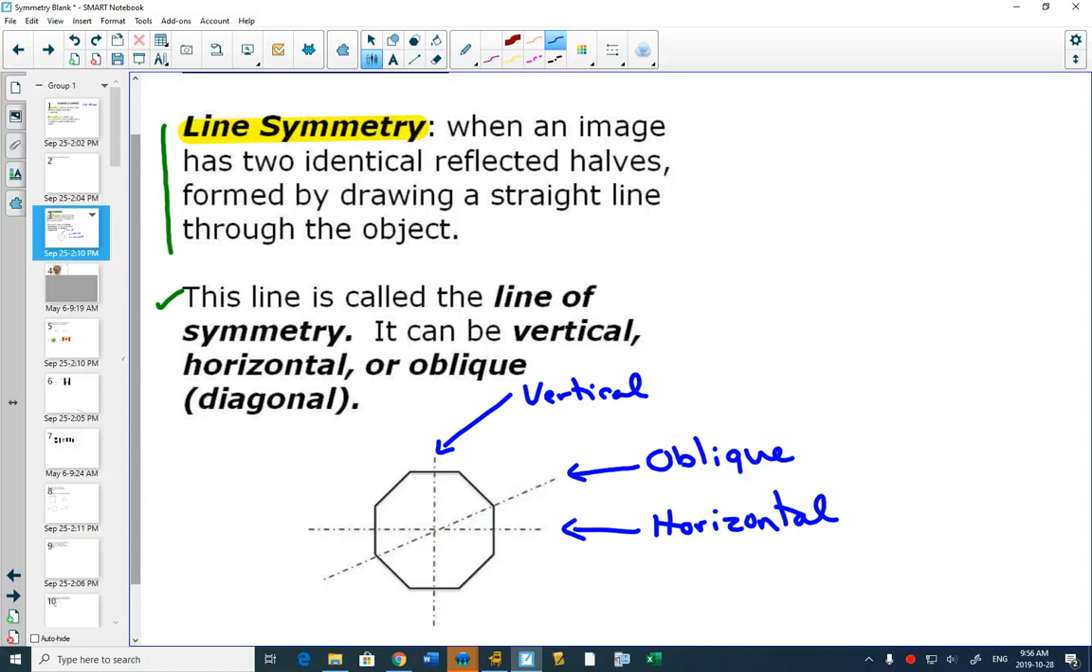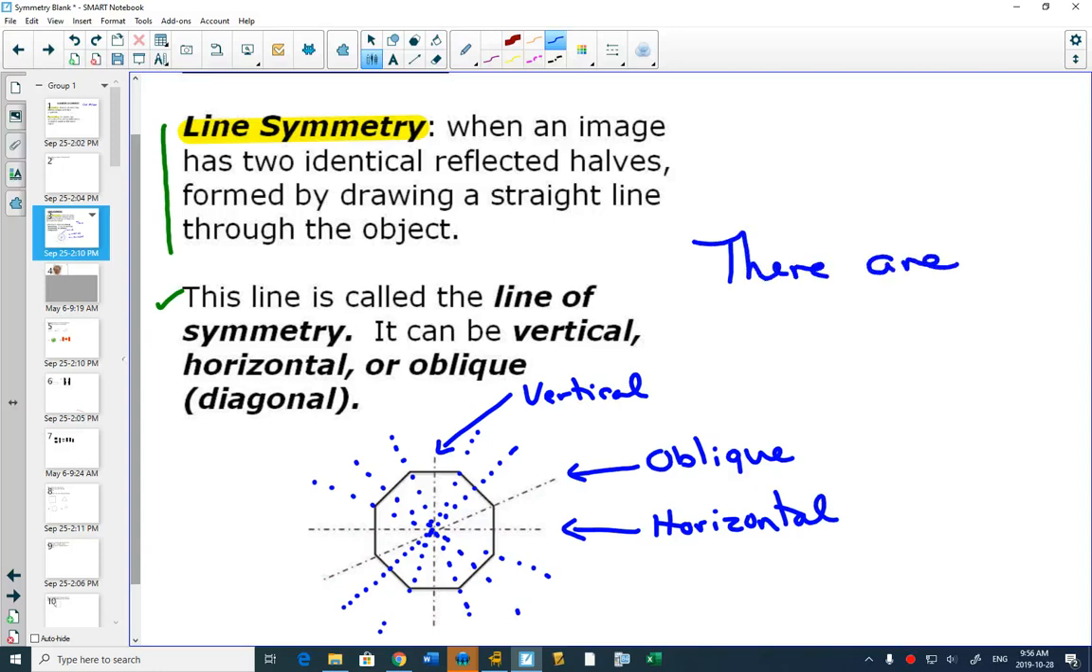Now, this is 3 of the lines of symmetry. Can you see that this shape has another oblique? And I'd like you to add it in. Another oblique one there. Another oblique one through there. So one of the things we're going to be asked to do is to draw all the lines of symmetry. Once you've drawn them all, fill in the blank. How many lines of symmetry does this shape have?